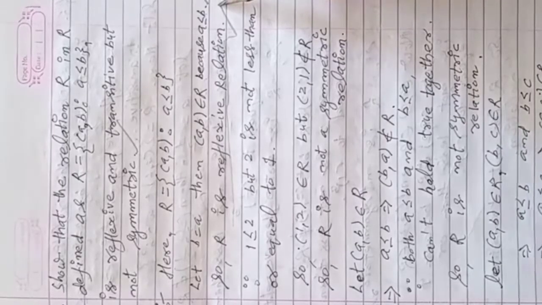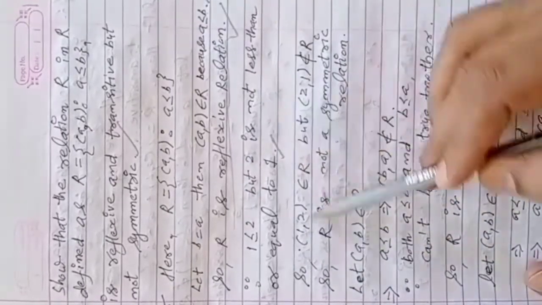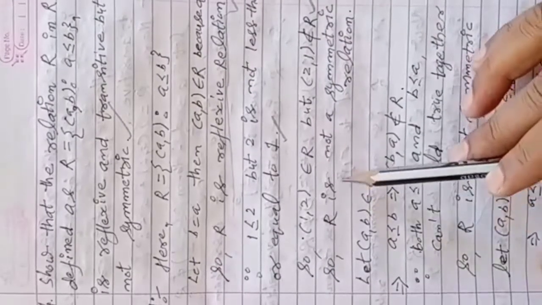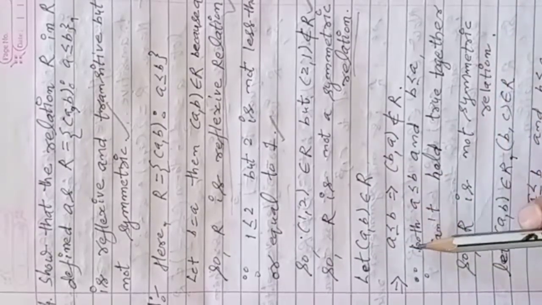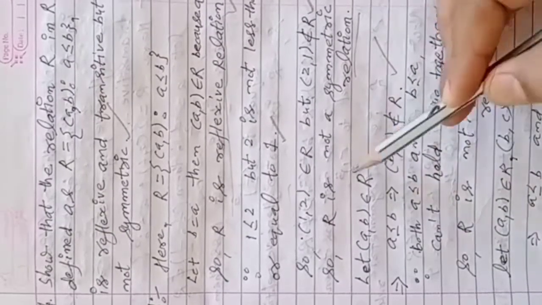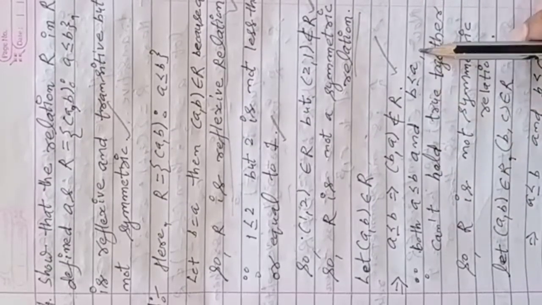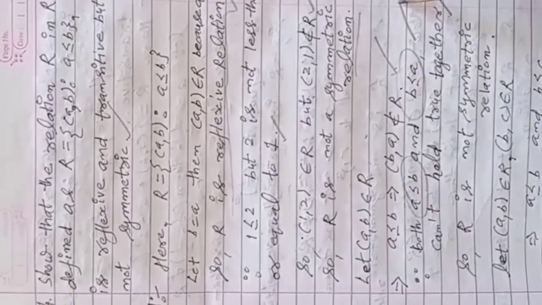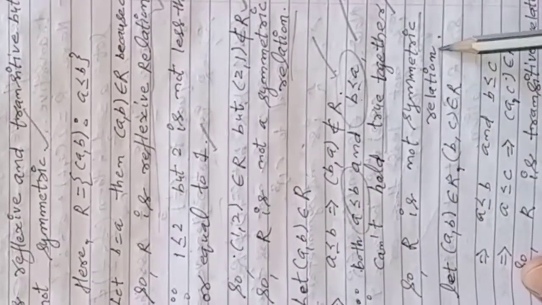Now since 1 is less than or equal to 2 but 2 is not less than or equal to 1, (1,2) belongs to R but (2,1) does not belong to R. So R is not a symmetric relation. Now let (a,b) belong to R, which implies a less than or equal to b, which implies (b,a) does not belong to R. Both a less than or equal to b and b less than or equal to a can't hold true together. Either this will be true or this will be true. So R is not a symmetric relation.